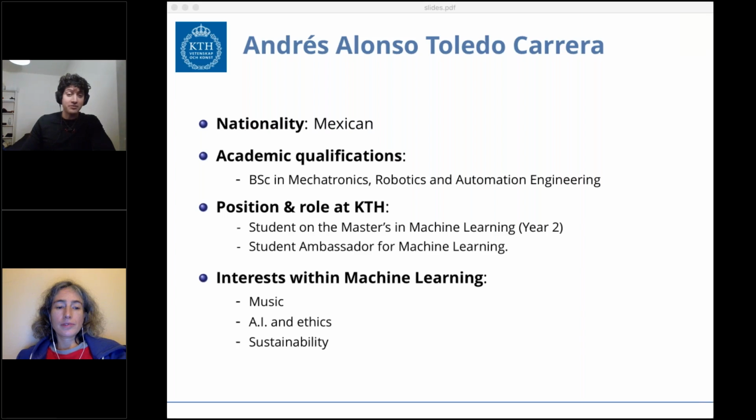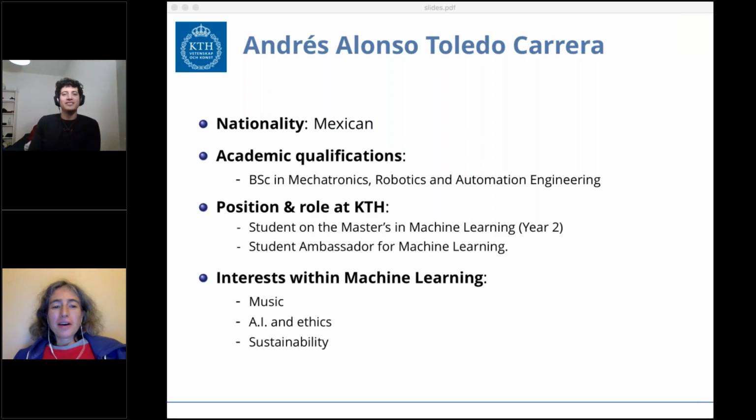I'm also working as a student ambassador for this particular program. There are student ambassadors for other programs that we'll talk about in the next slides. And some of my interests within machine learning are the music field, I'm very interested in that. I also at some point considered applying for a sustainability related master's program before I decided to go for machine learning. And recently I've been reading a lot about AI and the ethics around AI, which is also some of the things that we discuss in the course that we have here. Yeah, that will be it.